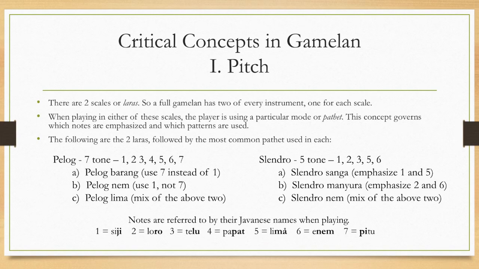So we have 1, Chi, 2, Ro, 3, Lu, 4, Pat, 5, Mo, 6, Num, and 7, Pi. So those are the names that I'm going to be using anytime I'm referring to these individual notes. Those are the bold syllables here at the bottom that you can see.